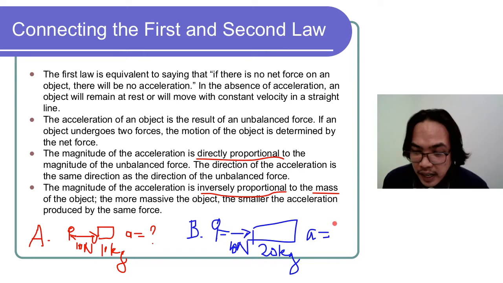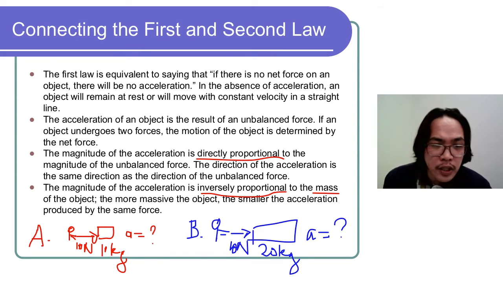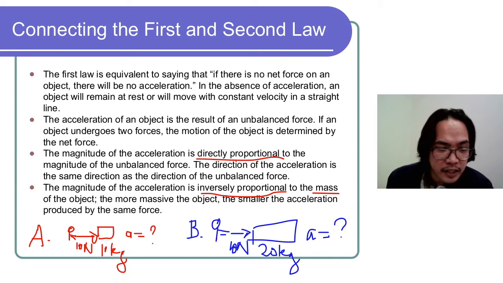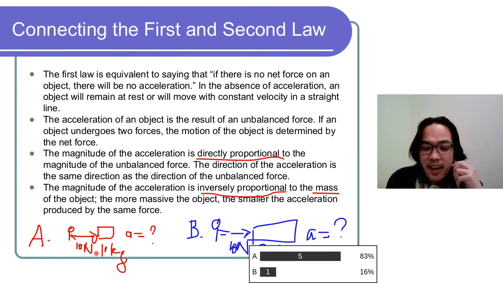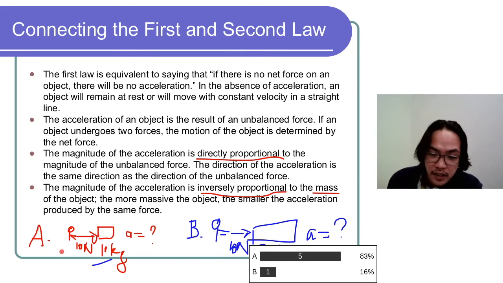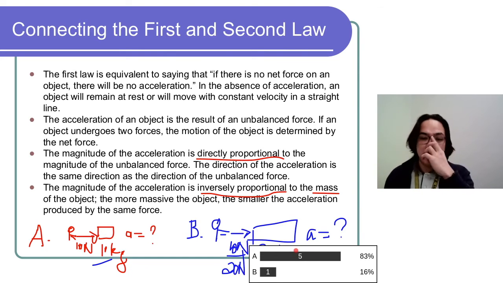Will the acceleration be higher or smaller? Which one do you think will have a higher acceleration? Scenario A or scenario B? Your answer is letter A. The reason for that, it will have higher acceleration because the mass is lower as compared to B. So meaning, in order for your B to have the same acceleration as A, how much force do you need to apply for B in order for them to have equal acceleration? How much force does B need to have? 20. Very good. So 20 Newtons of force.